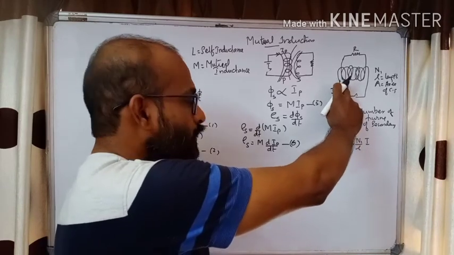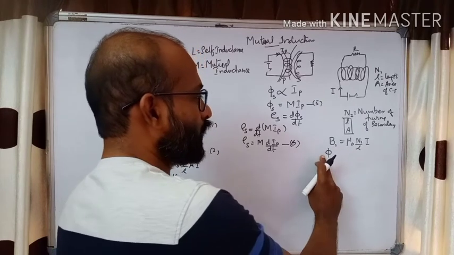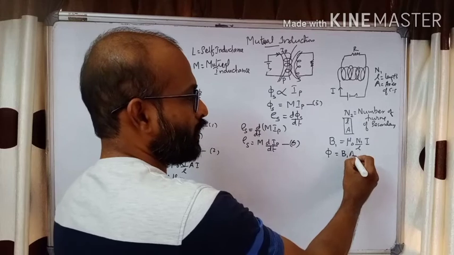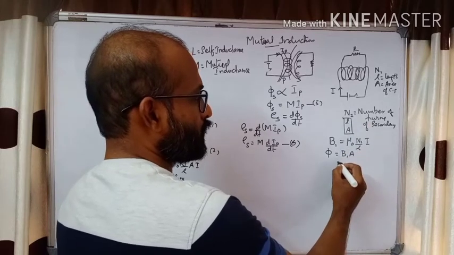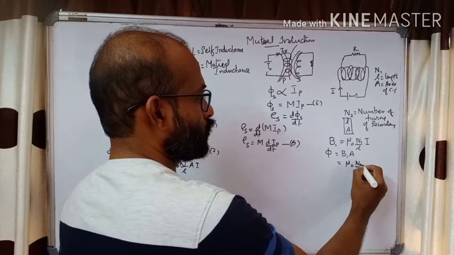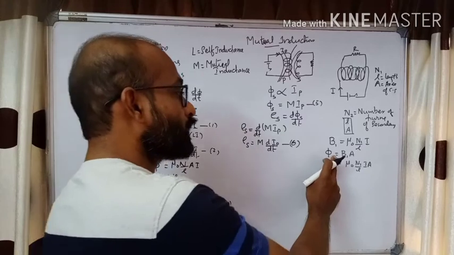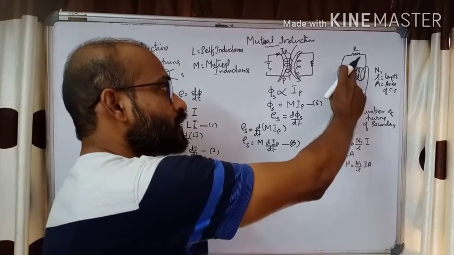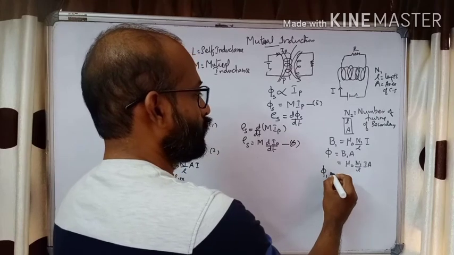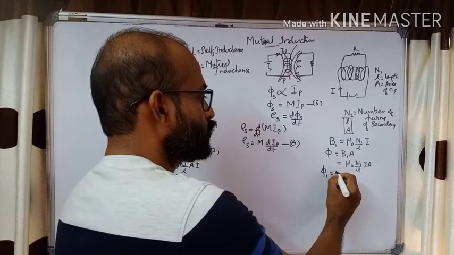Each turn is linking. Let's see what the magnetic flux is. Magnetic flux linked to each turn is equal to B1 into area of cross section, which is mu 0 N1 by L into I into A. This is the magnetic flux. Now we need to find the flux linked to every turn of the secondary. Let it be phi 1. How many turns are there in the secondary? N2. So phi 1 is N2 into phi.